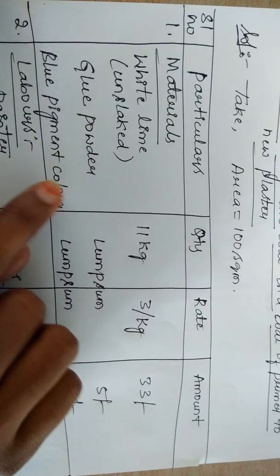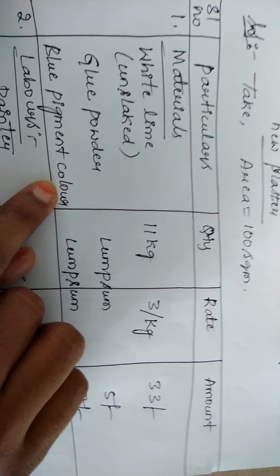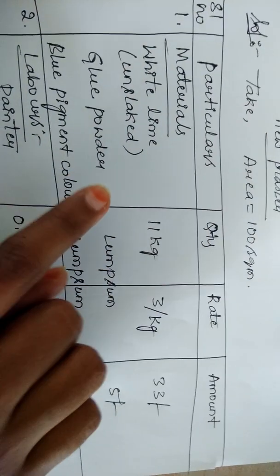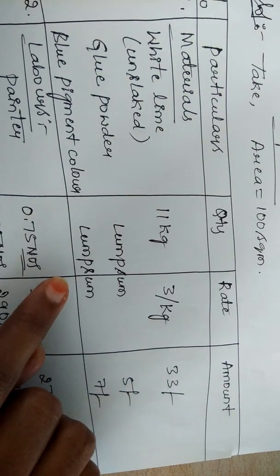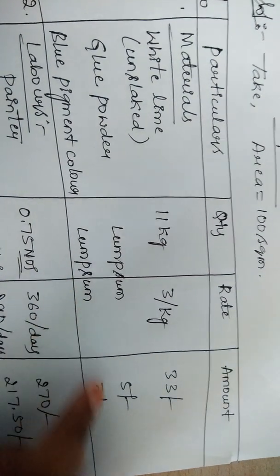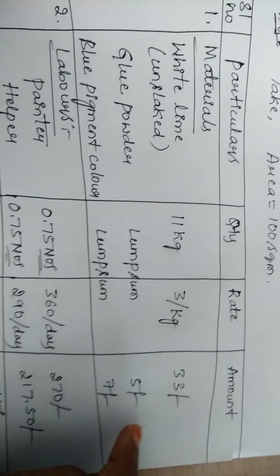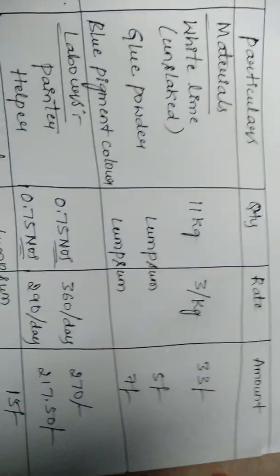Here the glue powder as well as the blue pigment powder lump sum amount will be considered. For glue powder, a lump sum amount of 5 rupees will be considered, and for the blue pigment color, a lump sum amount of 7 rupees has been considered. So that gives you the amount of the materials.